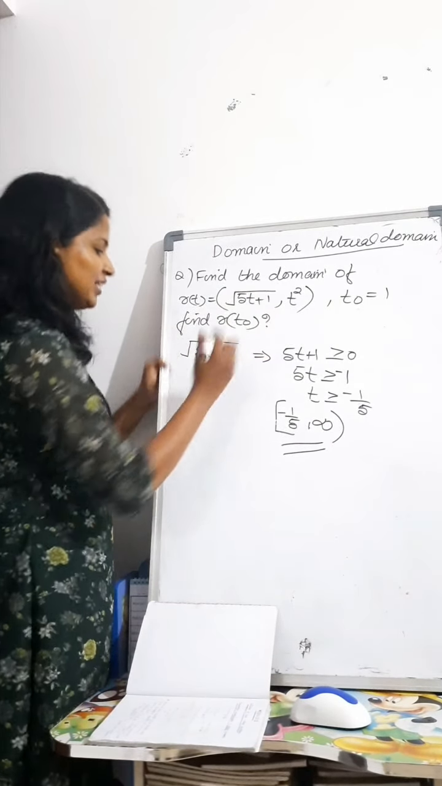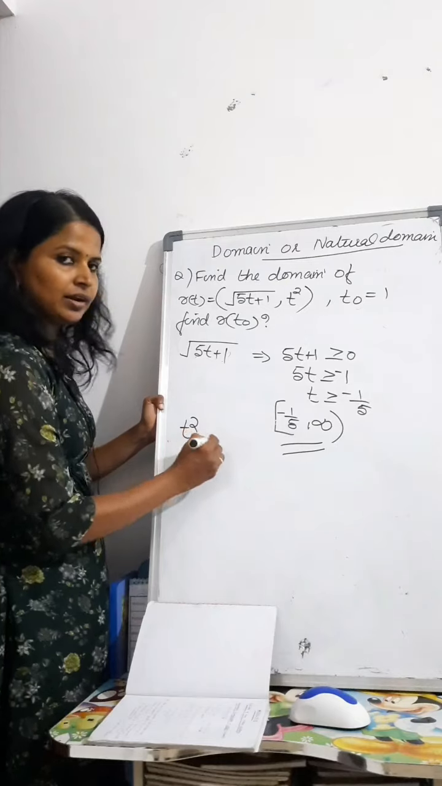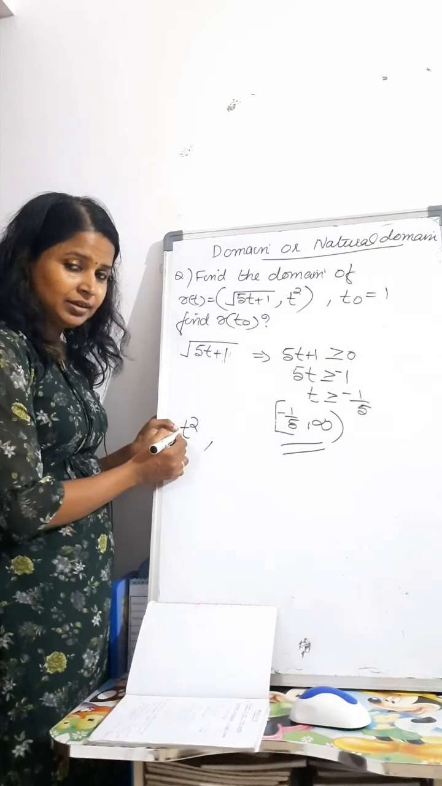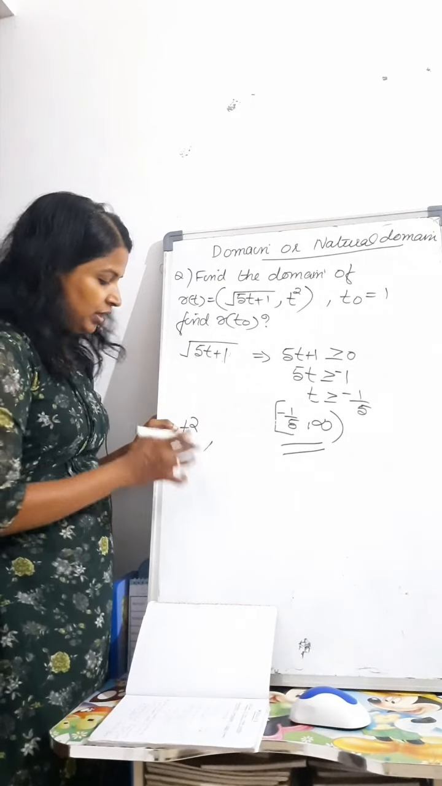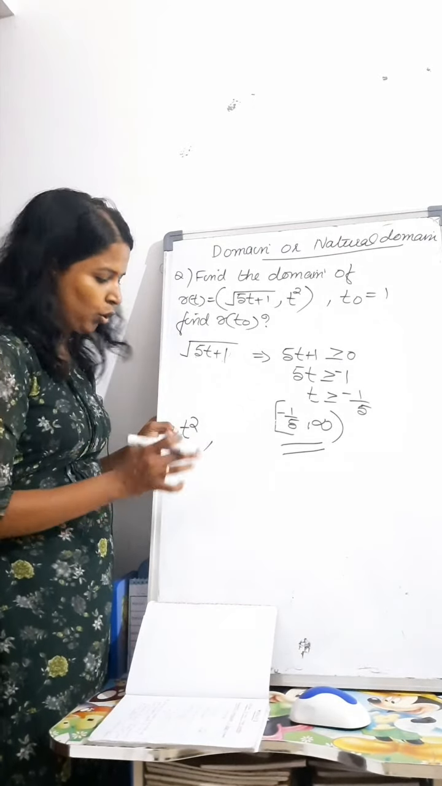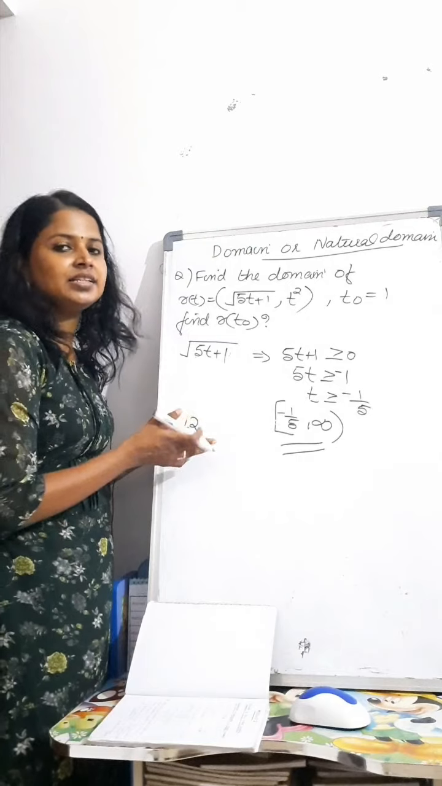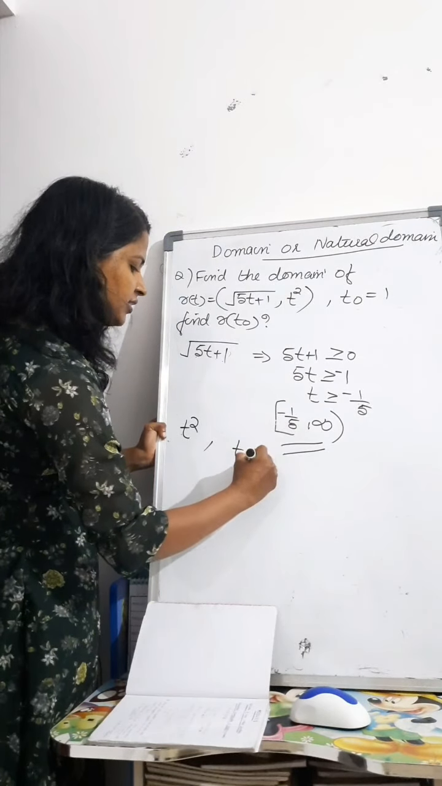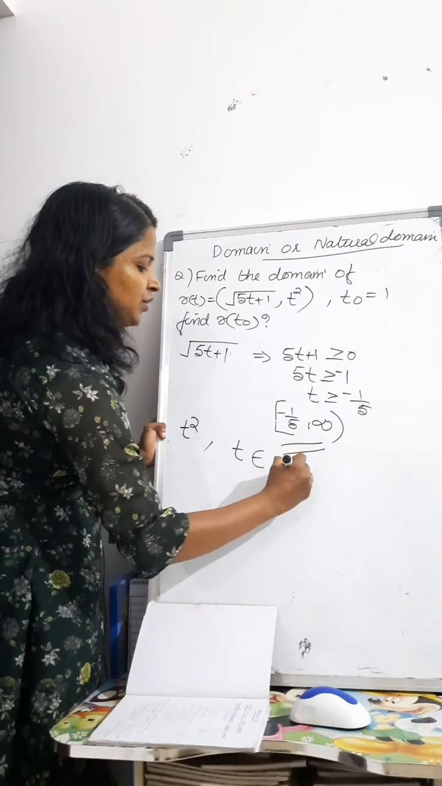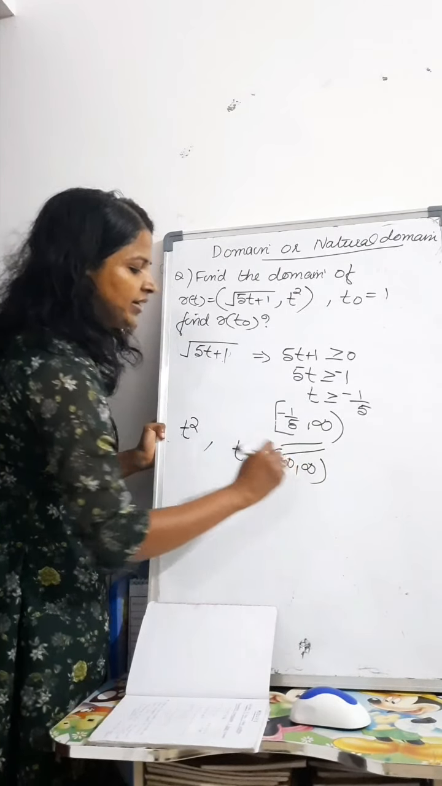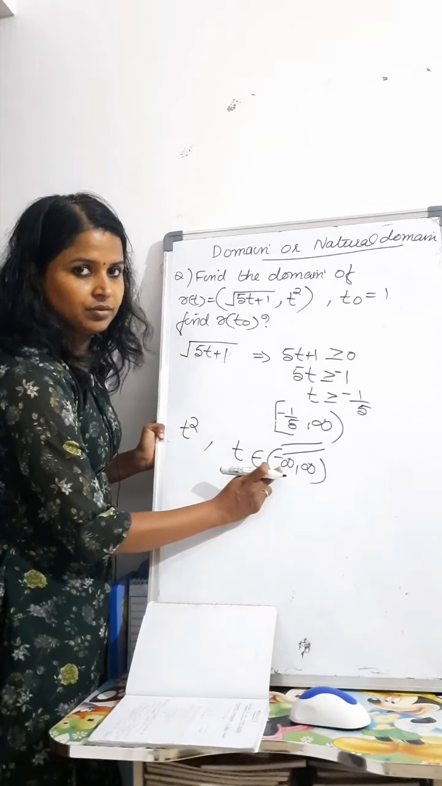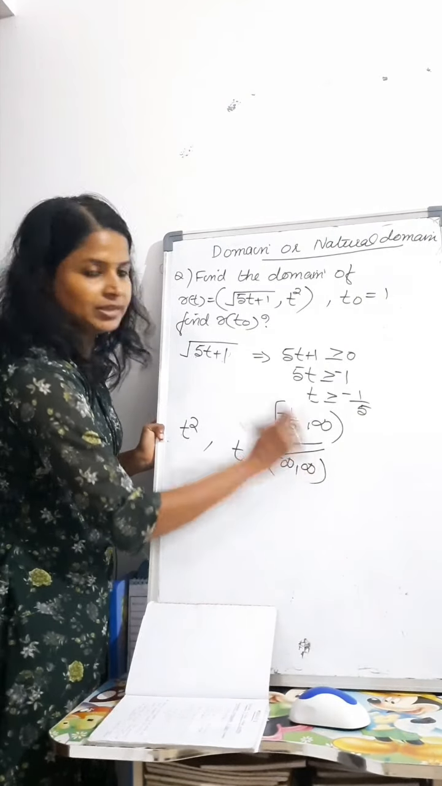Then the second term is t square. What is t square? Here if we put a negative number, the square is positive. Then 0, 0 square is 0. Then a positive value, again the square is positive. So here t always belongs to minus infinity to infinity. We can take any value for t from minus infinity to plus infinity.